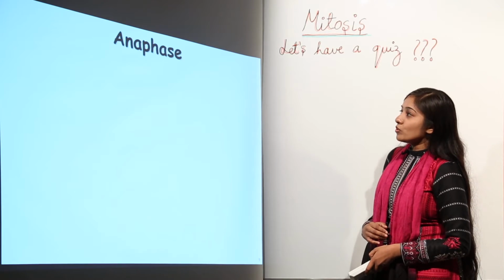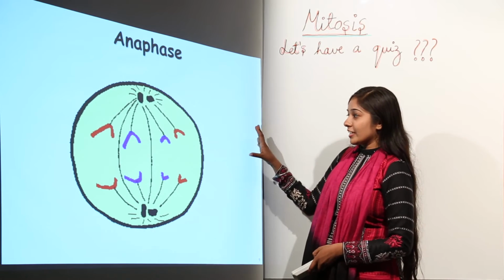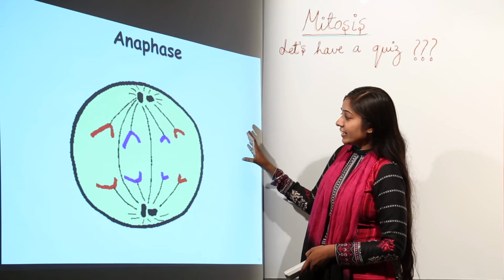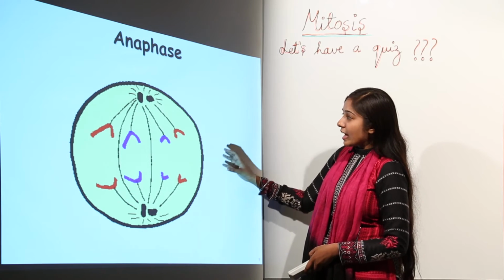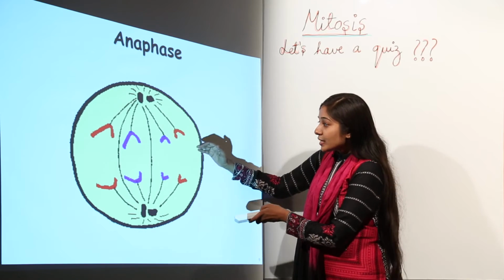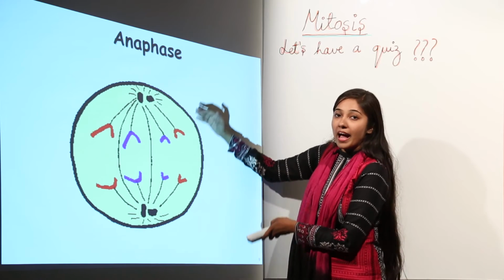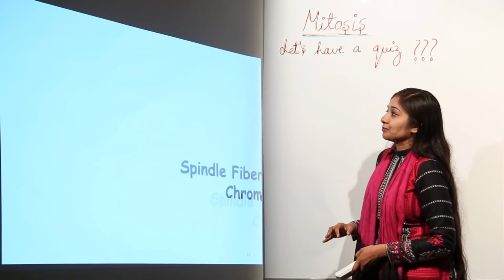So next we move on to anaphase. This anaphase stage is very clear to you all already. During this stage, what is happening? The chromosomes are going to move towards the poles, because this is the back stage. The chromosomes are going to move back. They will reach the poles.